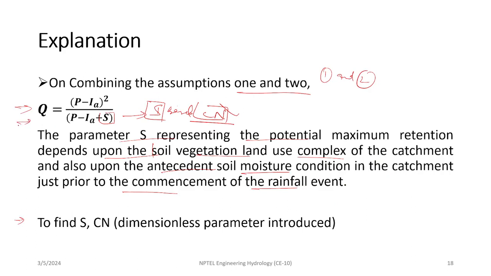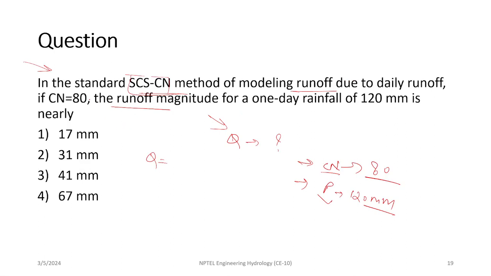Like Q, after considering the two assumptions, the SCS-CN method derived this empirical formula. So Q is dependent on P. P means the total rainfall. Then IA, the initial abstraction. Then the S value is also here, that is the maximum retention, the soil maximum moisture retention. So now tell me why the CN number is given. What is the use of CN? Why are we provided with the CN number?